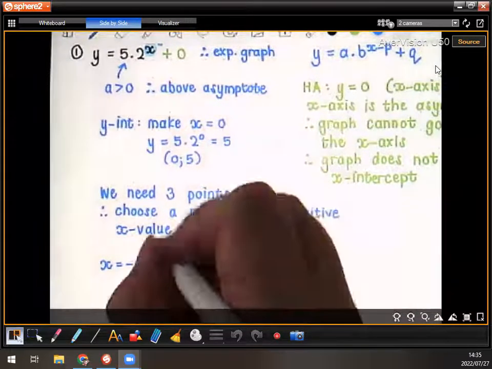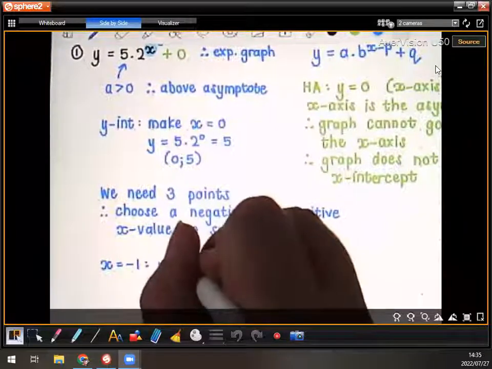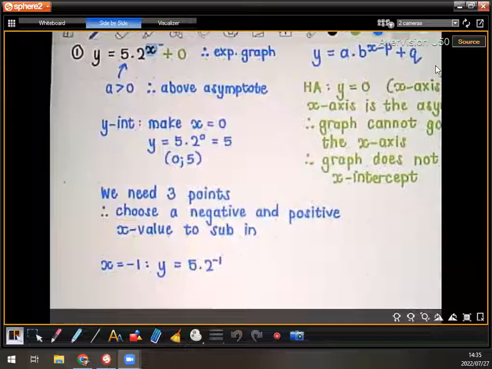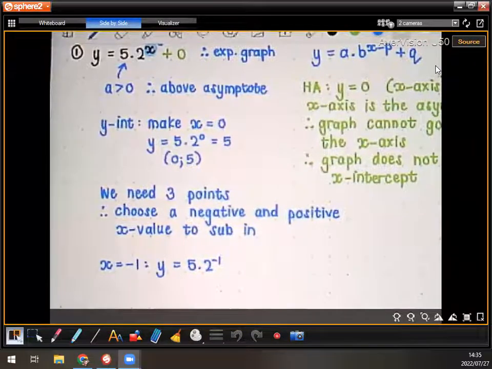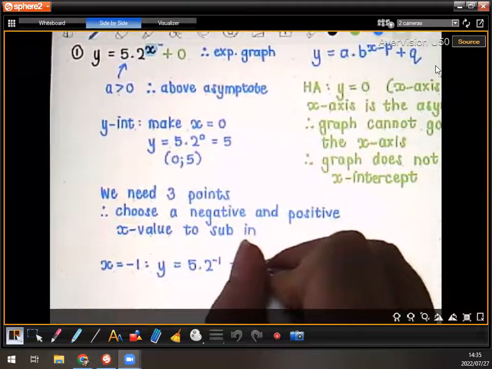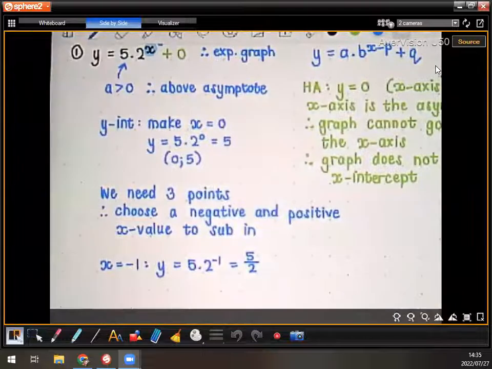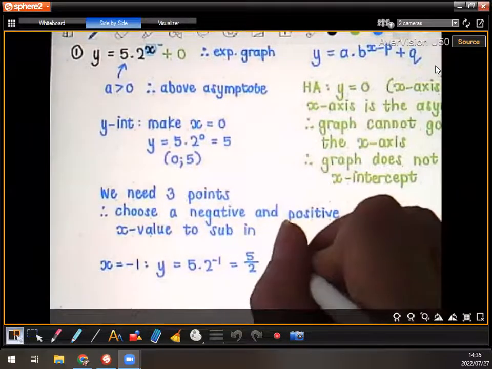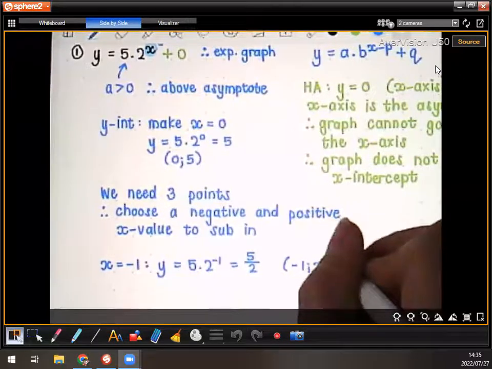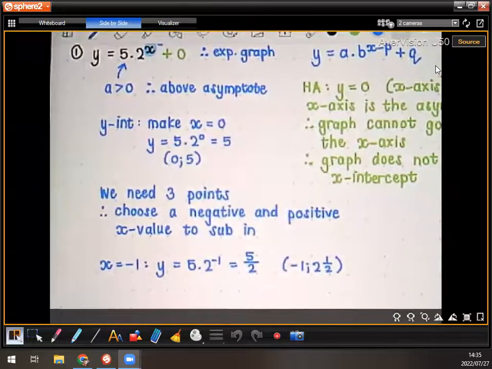Okay, so we're going to say y is equal to 5 times 2 to the negative 1. So that's y, so that's 5 times 2 to the x, but now x is negative. Okay, you're more than welcome to type that into the calculator, or you can do it in your head. You are going to get 5 over 2, which is 2.5, right? So that is our first point, negative 1 and 2.5. Or you can keep writing it as 5 over 2, or you can write it as 2.5, it's up to you.